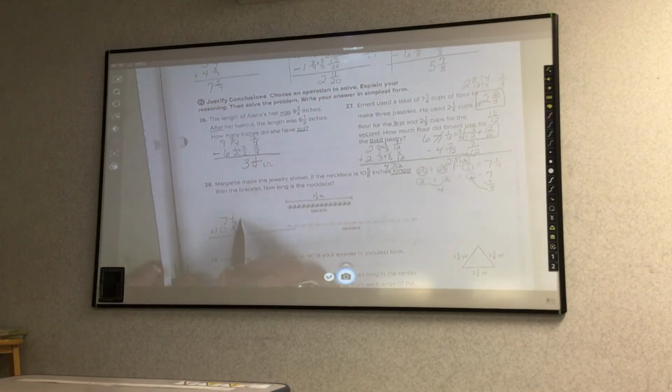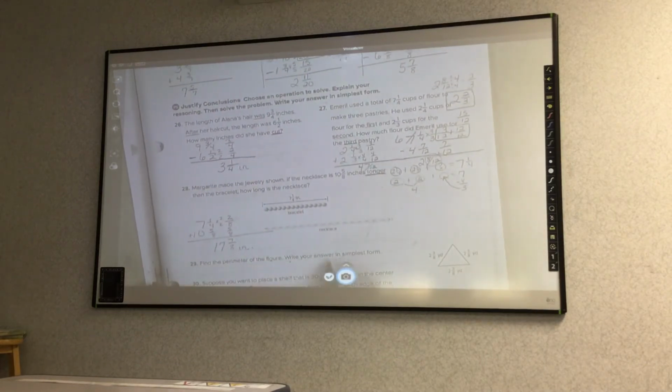My common denominator is going to be 8. 4 times 2 is 8, so 1 times 2 is 2. Leave the 5/8. 2 plus 5 is 7. Keep the 8. And then 10 plus 7 is 17. So 17 and 7/8 inches is going to be the necklace.